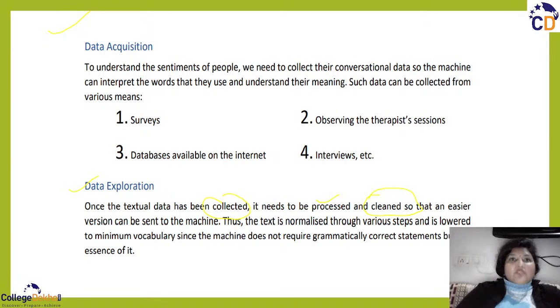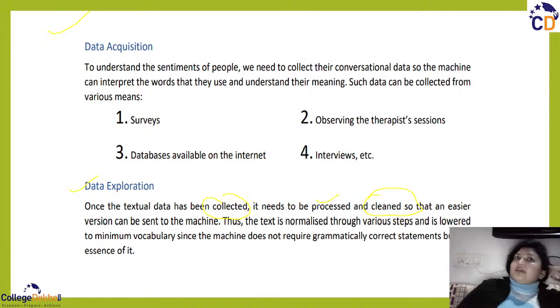Cleaning means that if the same sentences or the same reviews have been collected, you need to clean them so that an easier version can be sent to the machine, so that while training the machine you have the simplest form. Thus, the text is normalized through various steps and is lowered to a minimum vocabulary, since the machine does not require grammatically correct statements but the essence of it, right? So whenever we are talking about how to clean the data, you need to keep those sentences which are directly associated with the model.